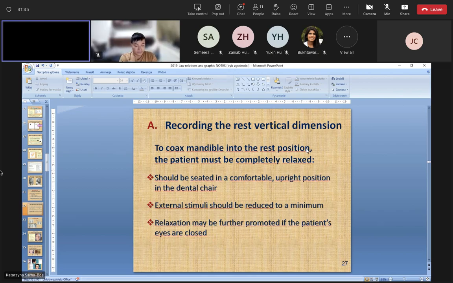To coax the mandible into the rest position, the patient must be completely relaxed. He should be seated in a comfortable upright position in the dental chair. External stimuli should be reduced to a minimum, such as disturbing noises or a bright light shining in the patient's eyes. They are likely to increase activity of the mandibular musculature and thus reduce the rest vertical dimension. And relaxation may be further promoted if the patient's eyes are closed.